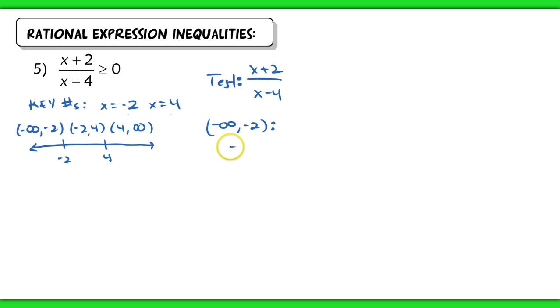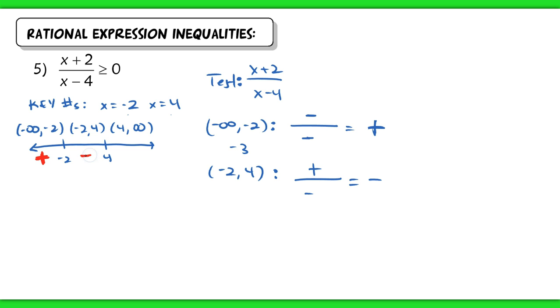Let's say it's -3. If we plug it in, the top is going to be negative. The denominator is going to also be negative, resulting in a positive number. If I test from -2 to 4, let's pick the number 0. The numerator here is going to be positive. The denominator is going to be negative, and we result in a negative number overall. Let me put these back in. So this first interval from -infinity to -2 is positive.